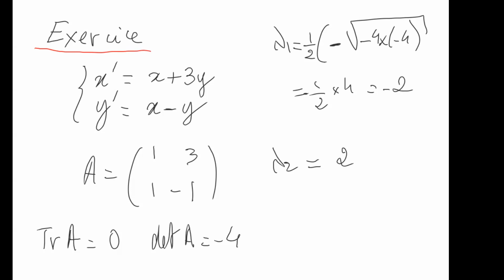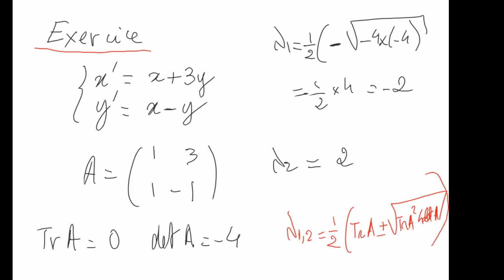You know that the eigenvalues lambda 1, 2 are given by this formula. So here's the determinant, right? And when I apply this formula to this matrix A, my trace is 0, it's 1 plus minus 1, it's 0. My determinant is -4, because it's -1, -3, -4. And then my lambda 1 is -2, thanks to the formula, and my lambda 2 is 2.